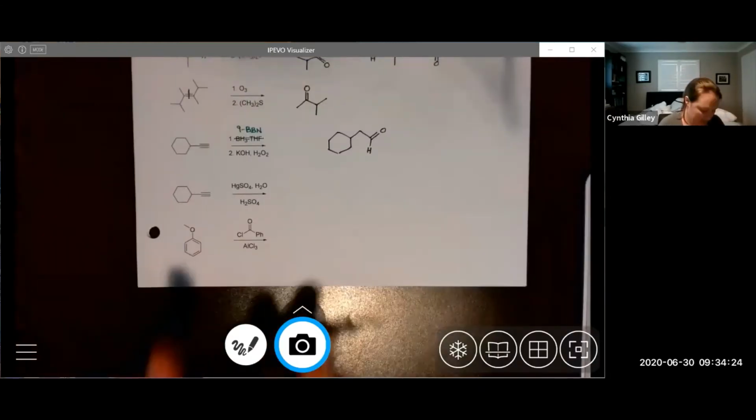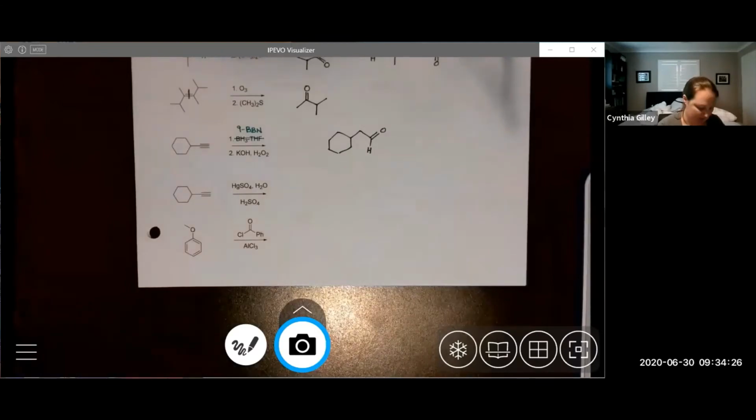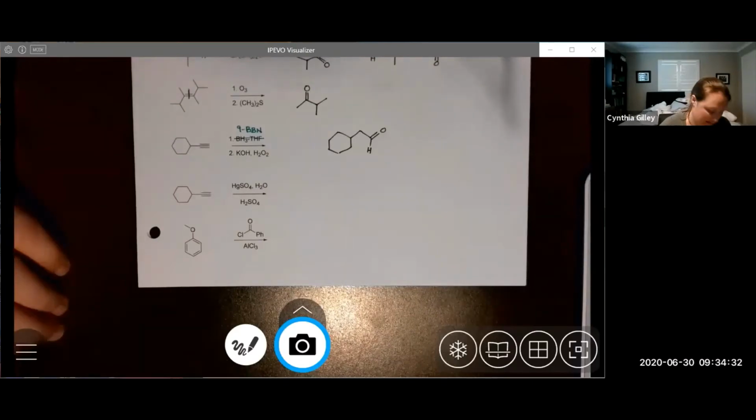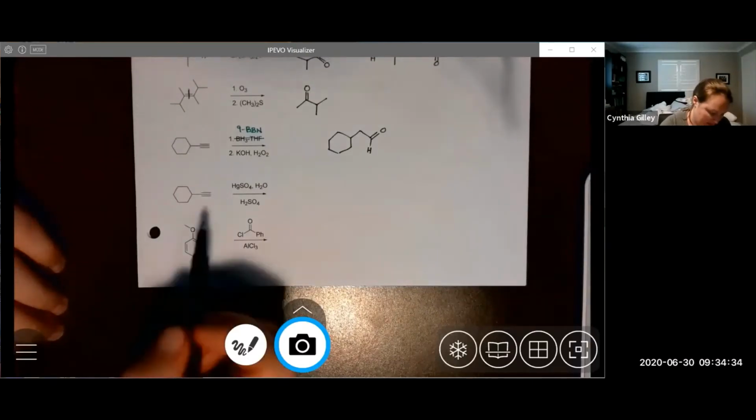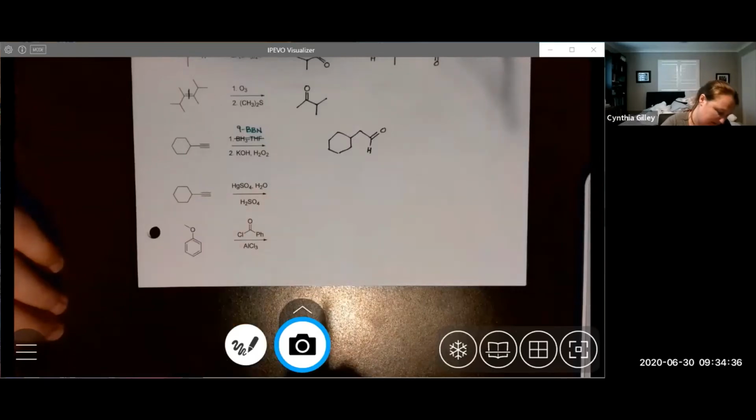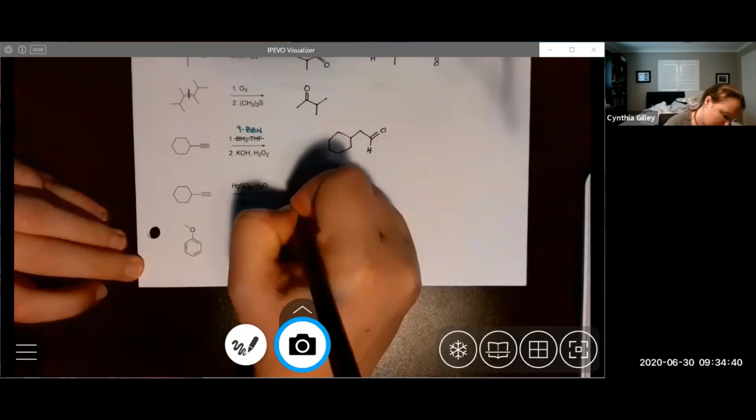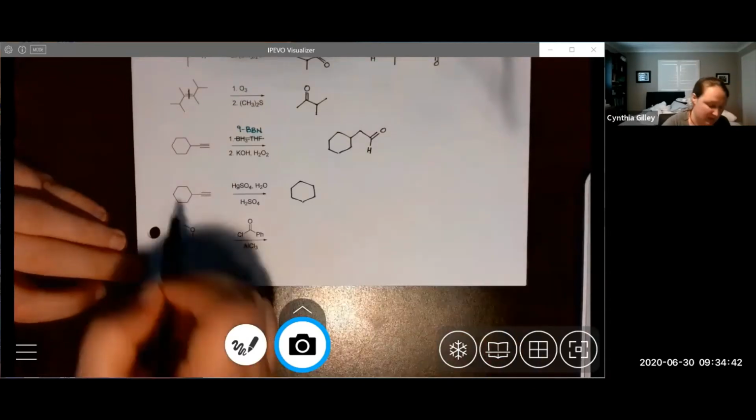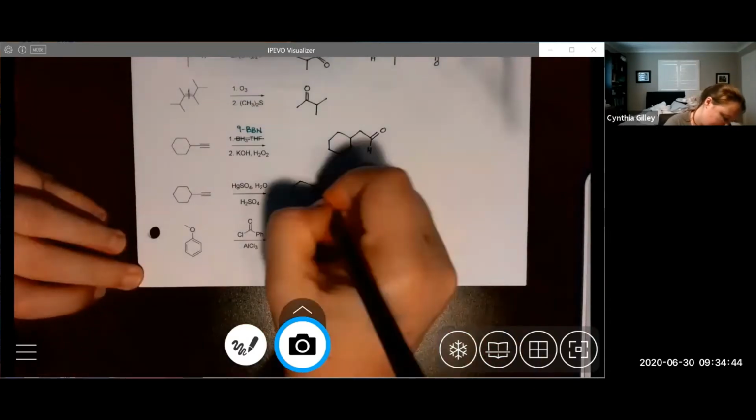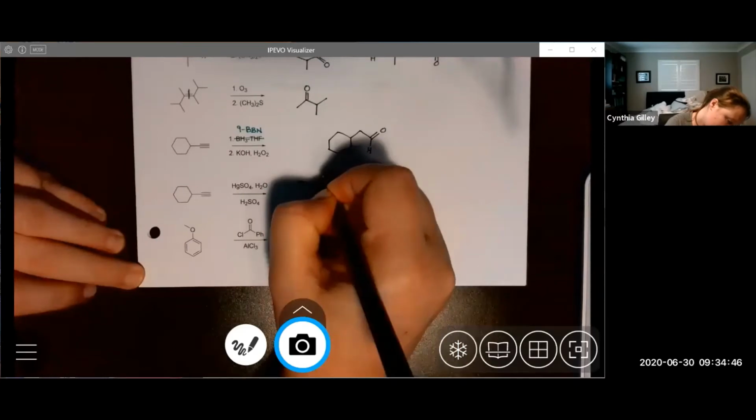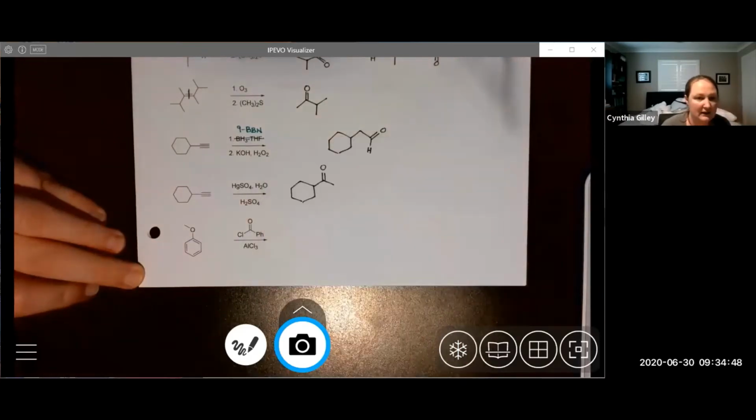Next, we're doing the Markovnikov hydration of the alkyne. So this also gives you an enol that tautomerizes. In this case, because the OH group ends up at the more substituted carbon, you end up with a ketone. So these are both in the alkyne chapter. We need to review those. So we get the methyl ketone.